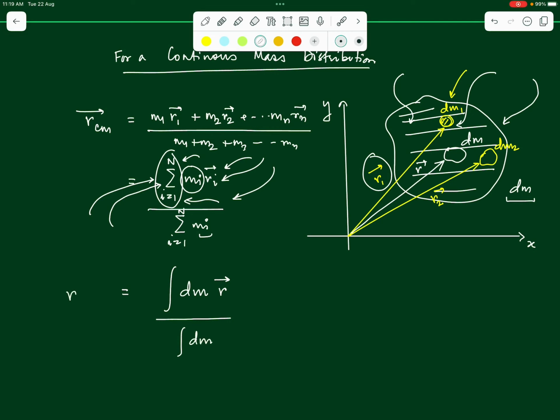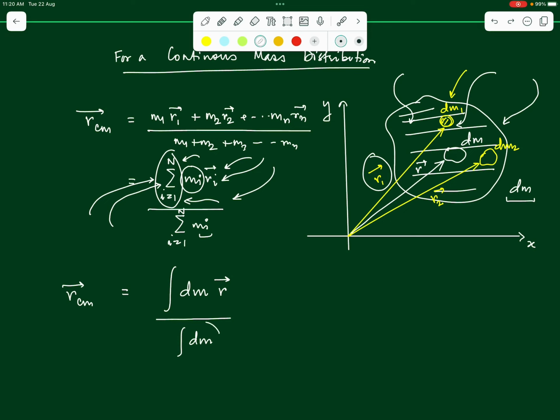So this expression then becomes our new expression for finding out the position of center of mass of a system of a continuous mass system, where we divide the system into small masses dm, each having a position r, right? Since it's a small mass, we can consider it to be a point mass, and we can consider the position of that point mass to be given by vector r, and then we can use this integral.